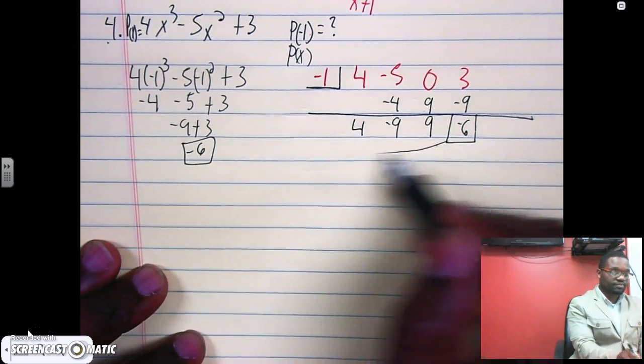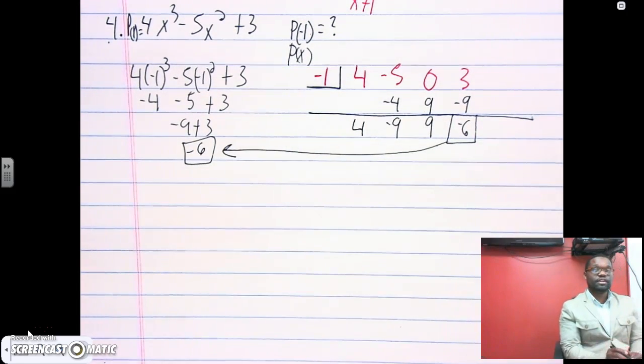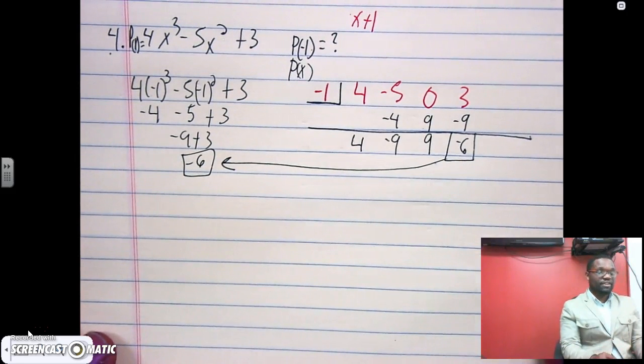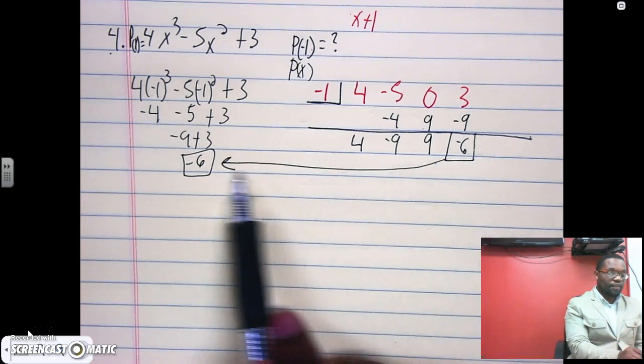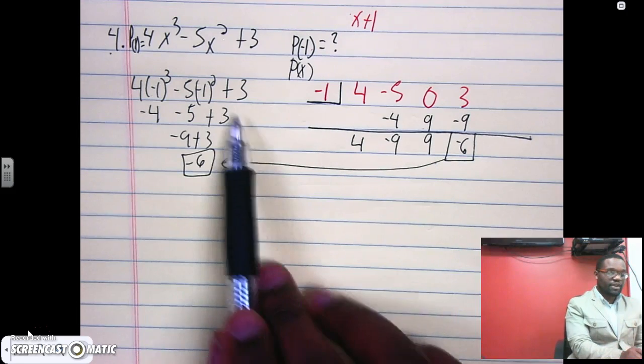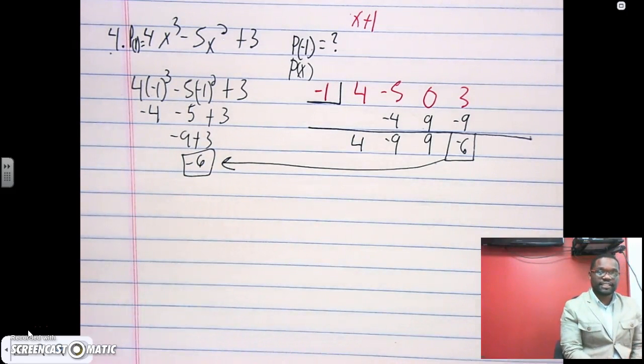So it works. So again, what am I showing you here? I'm showing you that if you ever have to figure out what a polynomial equals if x is a certain number, you can use synthetic division and your remainder turns out to be what that would be if you actually went through this process of substituting it in.